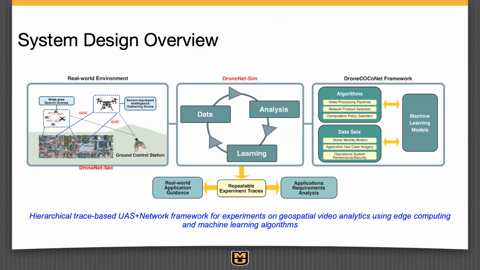So to come up with all of these solutions to different problems we want to study, we think of this as hierarchical. So we want to think of multiple drones or a hierarchy of drones. We want to use it as a trace-based system. So we want to have realism, but also we want to have a simulation platform that's combining the benefits of a UAV simulator and a network simulator.